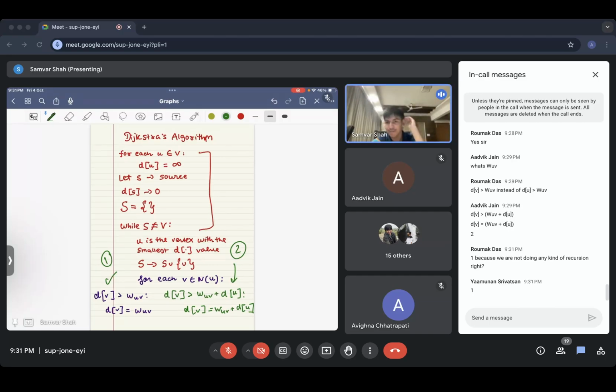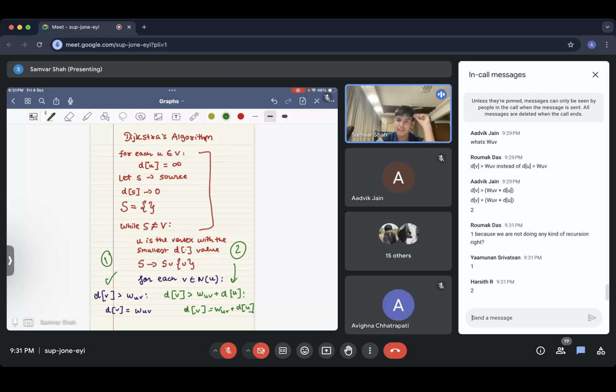Okay, we have people saying 1 and 2. I'll wait for one more answer and then ask people to explain that choice. I guess that might be productive. Also, Ramak, I don't know if your answer is correct or not, but what do you mean by recursion?